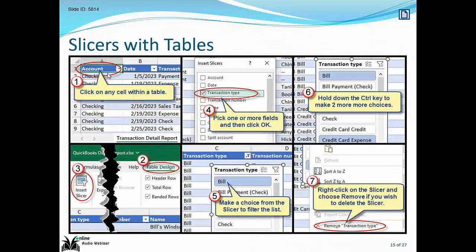If I select any cell within a table, so I can't do this on a normal range of cells, but if I do this on a table, on the Table Design menu, if I click Insert Slicer, I can pick one or more fields that I want to filter on. That's going to add a slicer.